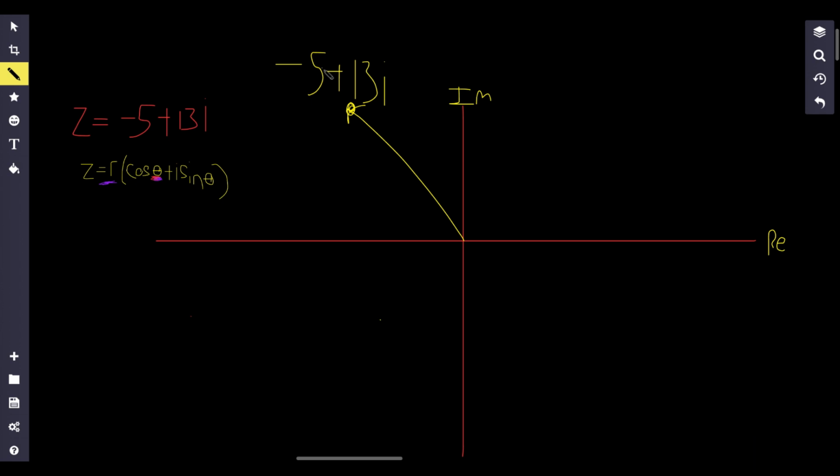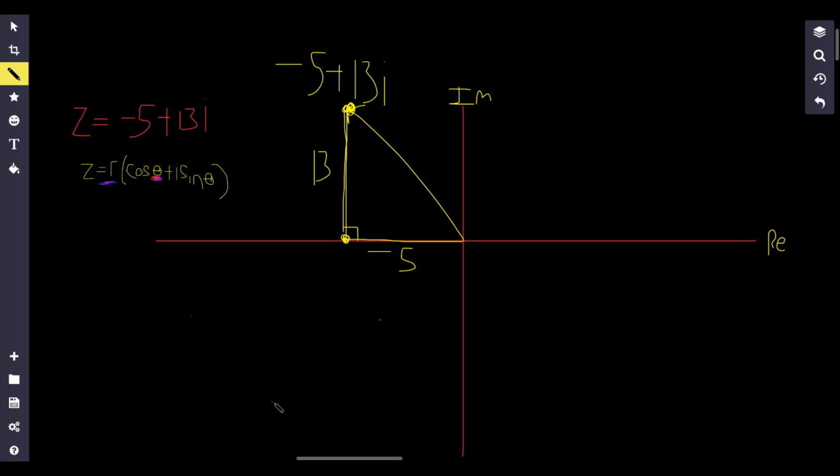So -5 plus 13i is going to be located somewhere over here, right? Because our real part in this case is -5. So if we go -5 units in this direction, this is going to be the x value of my point. And if I go 13 units up, well, this represents the imaginary part of my point. Hence why we have -5 plus 13i, which is this point right over here.